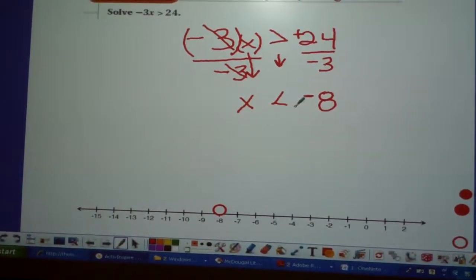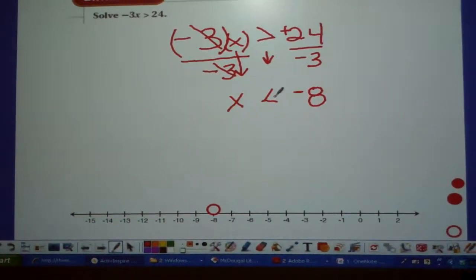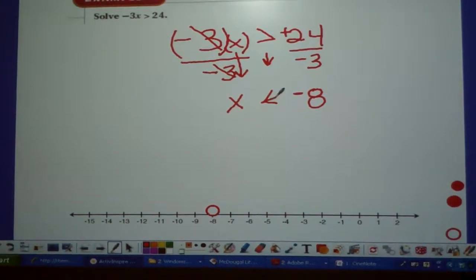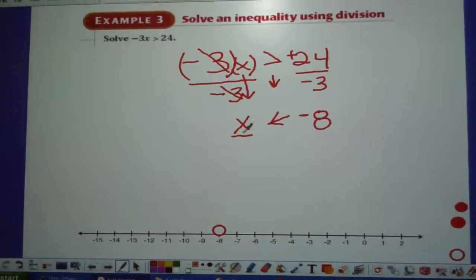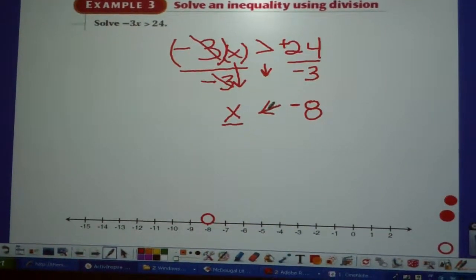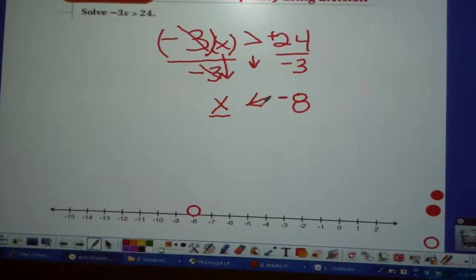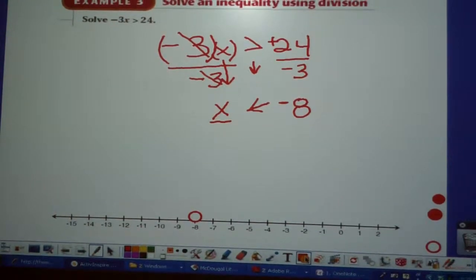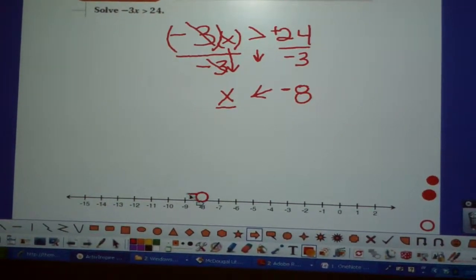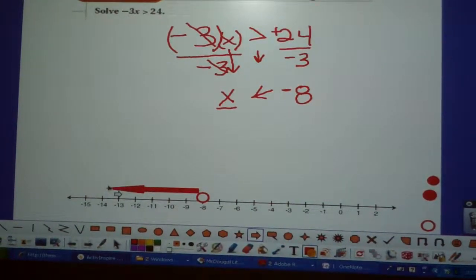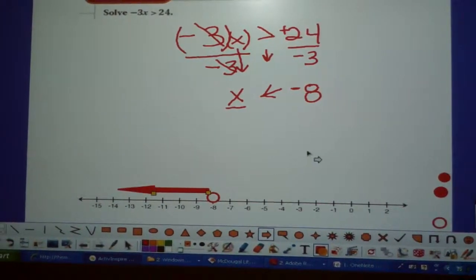Now remember my little trick. x has to be less than negative 8. So I always tell my students, if you keep your variable on this side of the equation, you can draw your little line, it becomes an arrow, and that helps you to know which way to draw this arrow. And then you'll always be right.